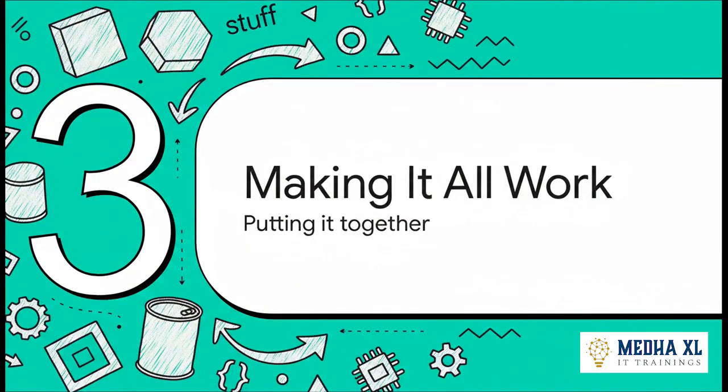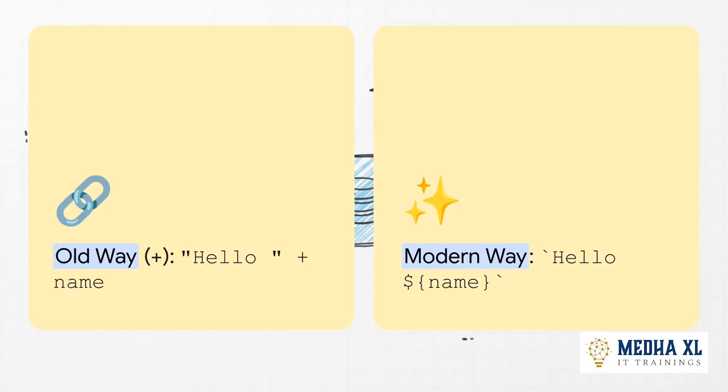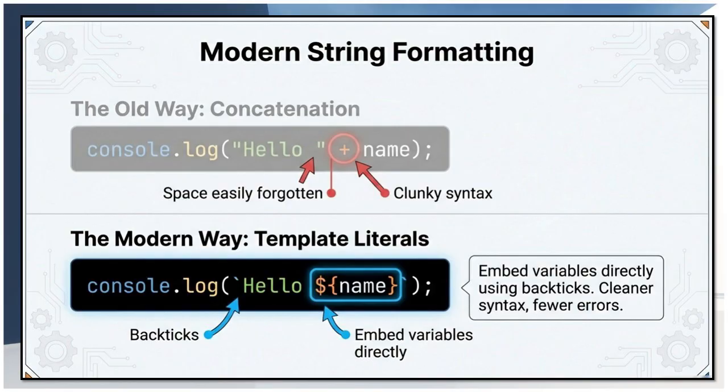So we've covered the containers, the rules for making them, and the stuff that goes inside. Now for the fun part. Let's put all these pieces together and see how they work in a real practical scenario. A super common thing you'll do is create a message that mixes plain text with a value from a variable. The old way involved adding strings together with a plus sign, which can get pretty messy. But the modern way, called template literals, is just so much cleaner. You use these special backticks instead of regular quotes, and you can pop your variable right inside the string. It's easier to write and way, way easier to read.